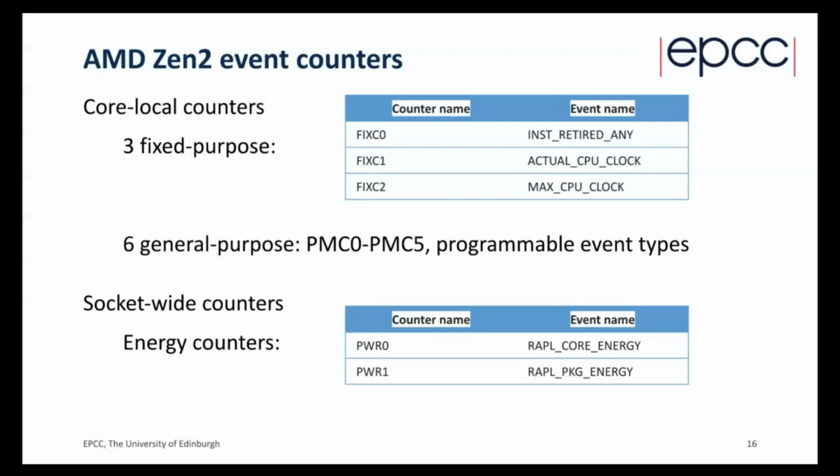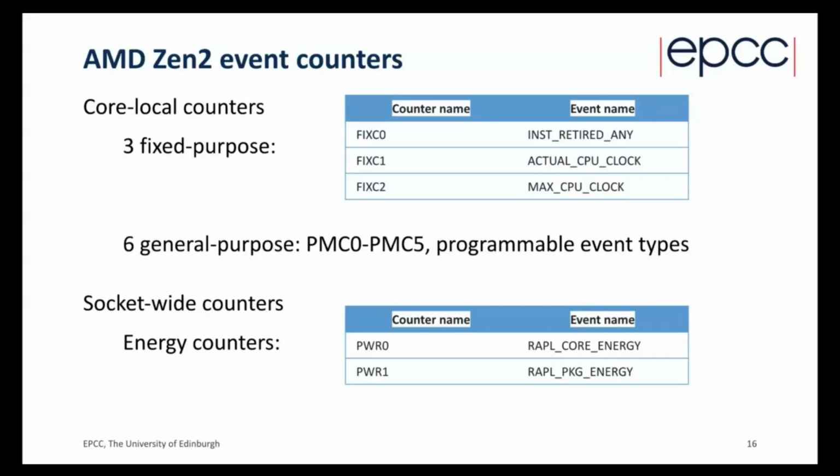In addition to the core local counters, there are socket-wide counters for AMD Zen 2. These mainly come down to energy counters. There are 2 of them, RAPL core energy and RAPL package energy. RAPL package energy works on ARCHER2, RAPL core energy does not. I'm actually unaware whether that's to do with the particular setup on ARCHER2 or whether that's to do with the event name not being entirely properly supported by AMD Zen 2.